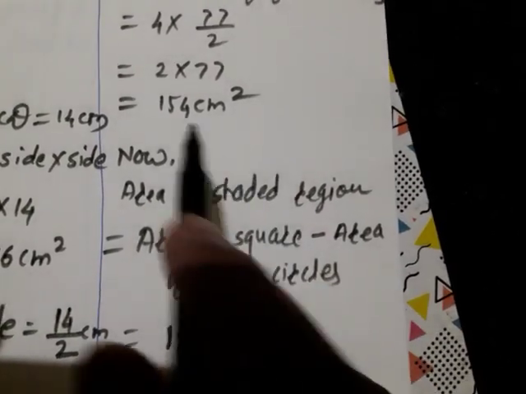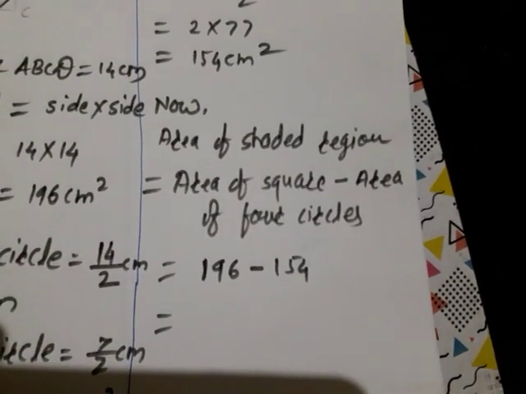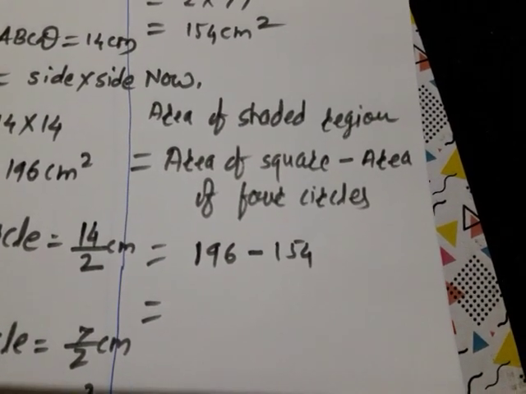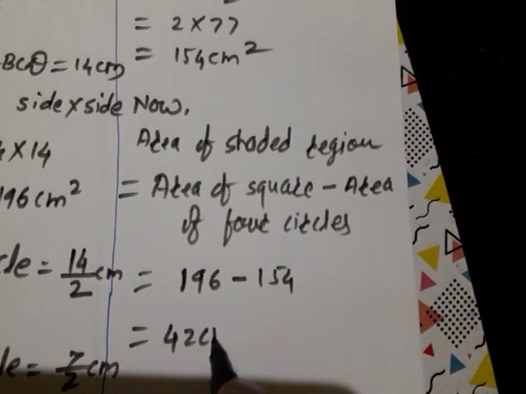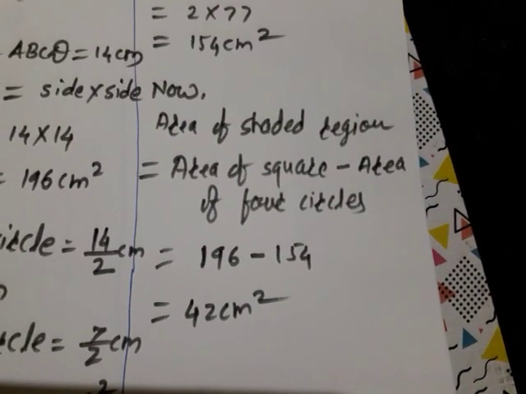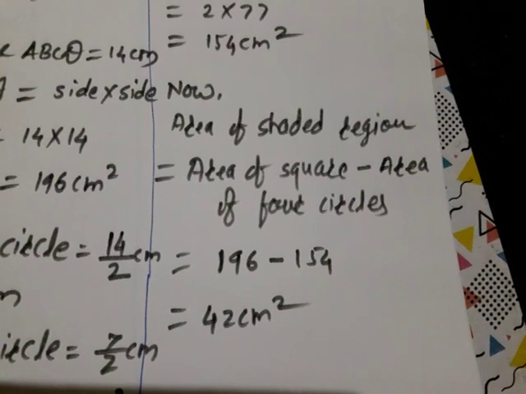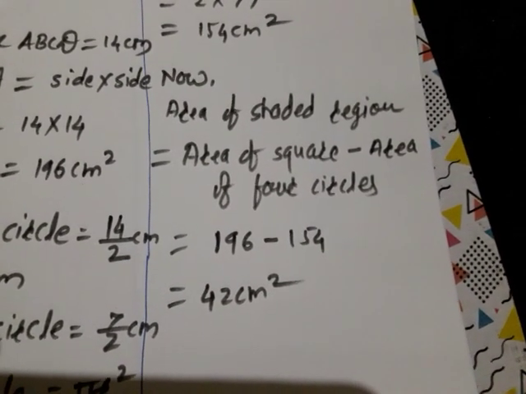Okay, minus 154, that is equal to 196 minus 154. What is the answer? Look here, 42 centimeter square. After subtraction you will get 42 centimeter square. This is the area of that respective shaded region. This is one example. Like that, we will discuss another example now.